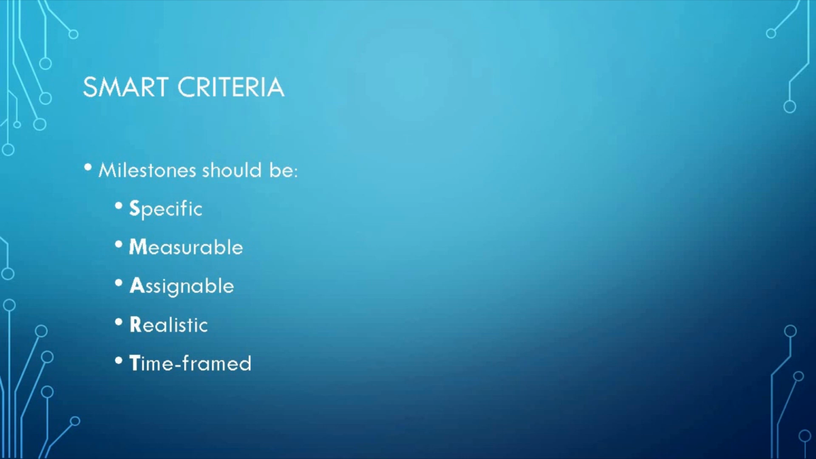For the T, time frame. Every goal needs a target date, so that you have a deadline to focus on, something to work toward. This part of the SMART goal criteria helps to prevent every task from taking priority over your longer term goals.